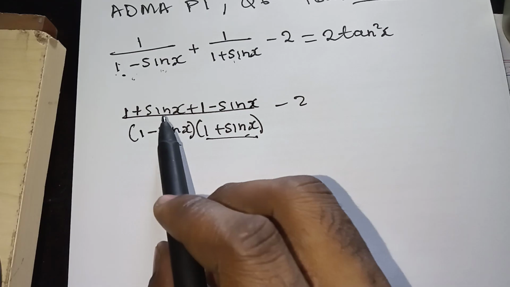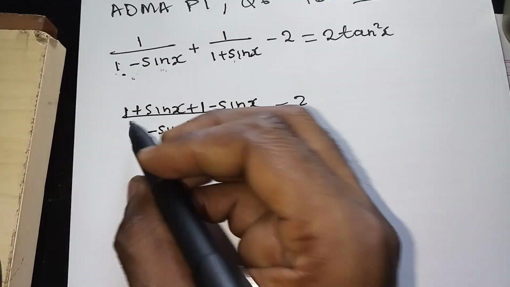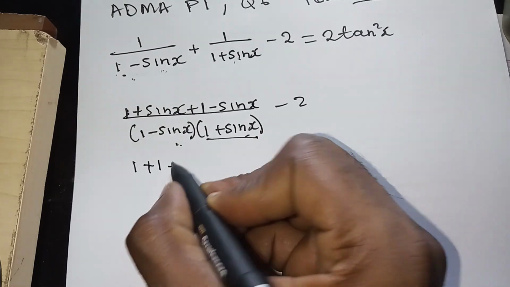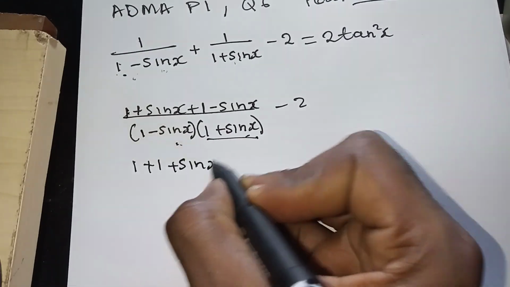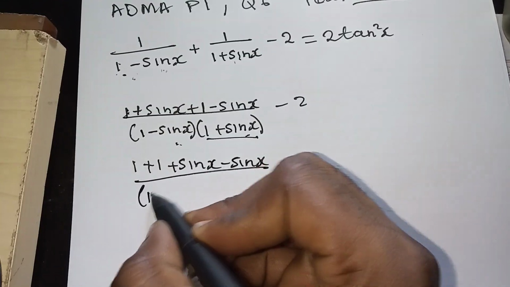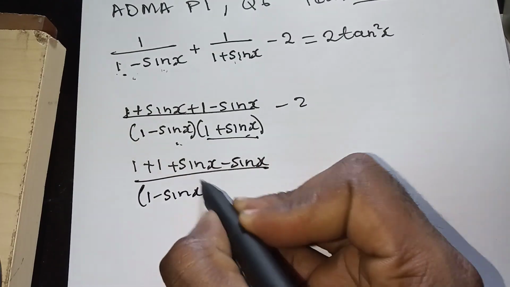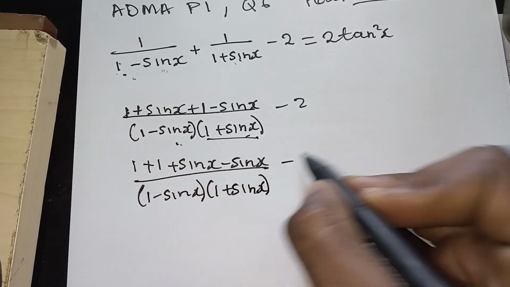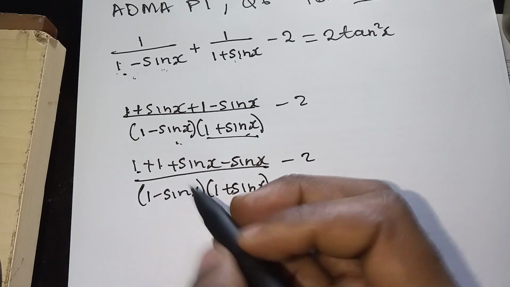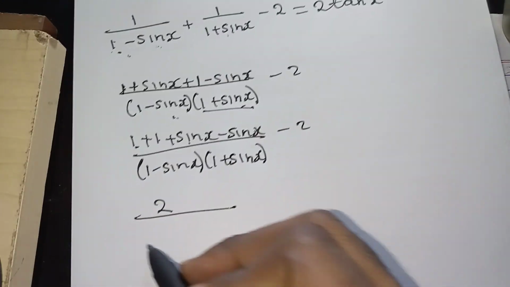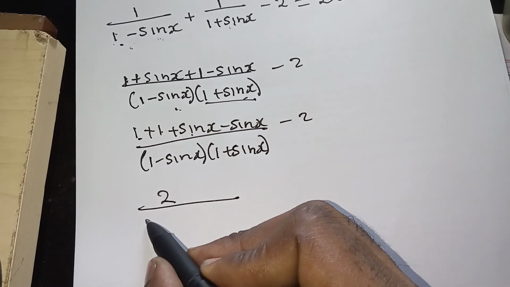And then we can rearrange this. So we have a 1 plus 1, and then sine x minus sine x, then everything over 1 minus sine x, 1 plus sine x, then minus 2. 1 plus 1 here is 2. This minus this is 0.